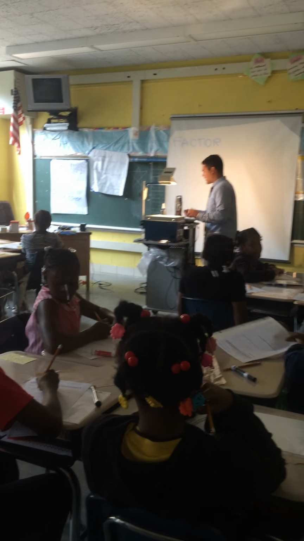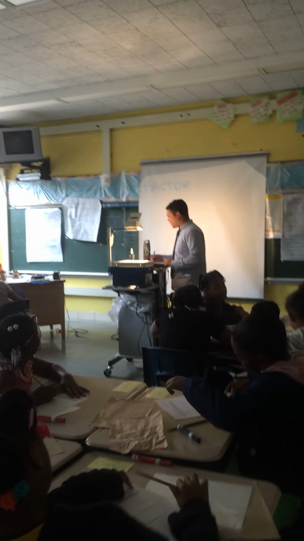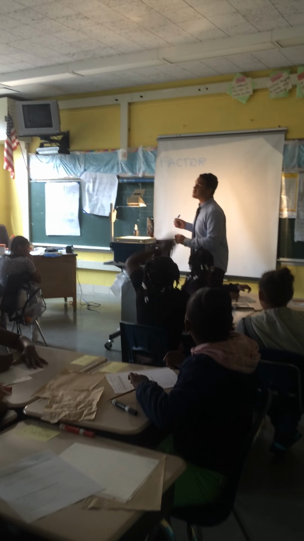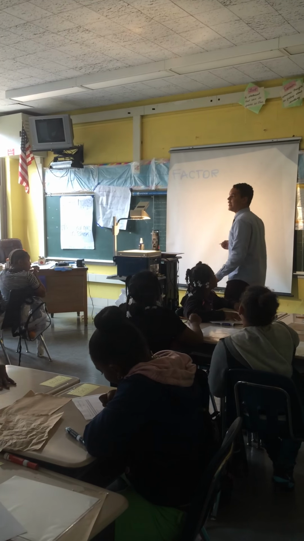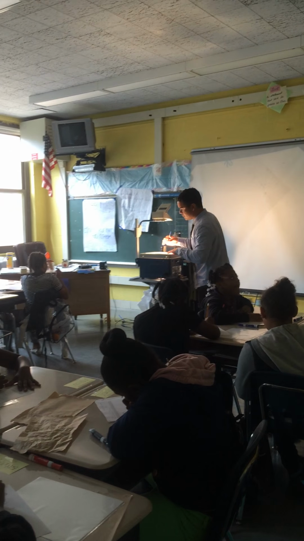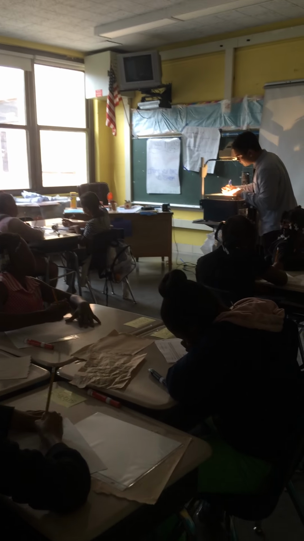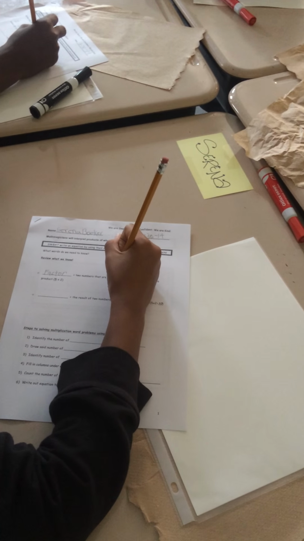So what do you think goes in that second blank? A factor is two numbers that are multiplied. 1, 2, 3. Multiply. Now let's read that together after you write it.